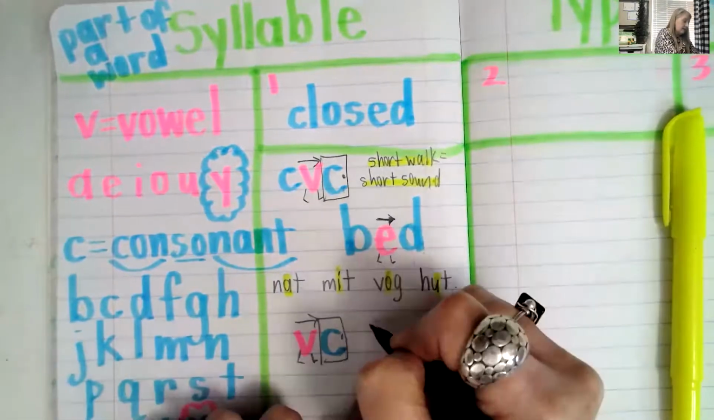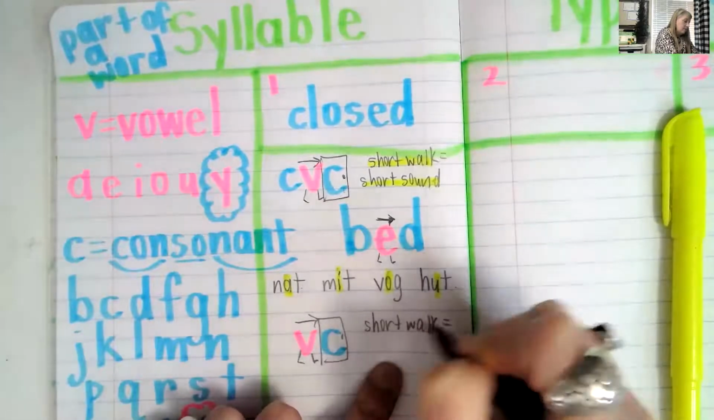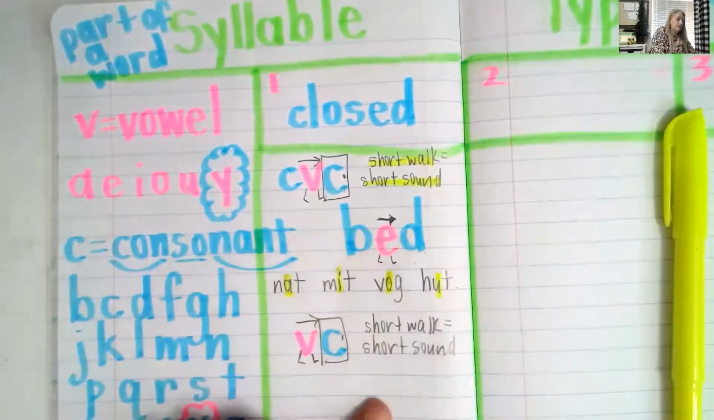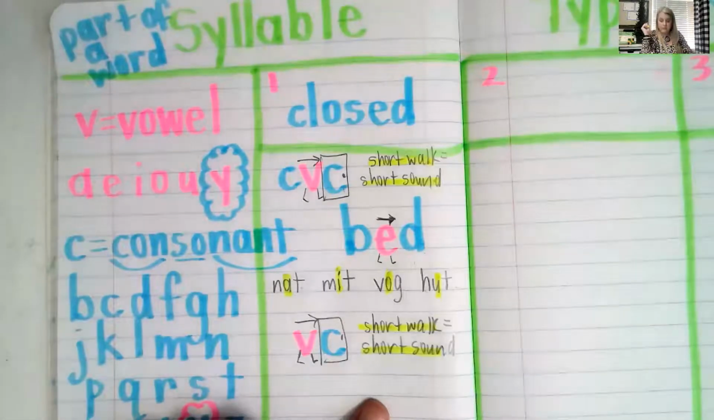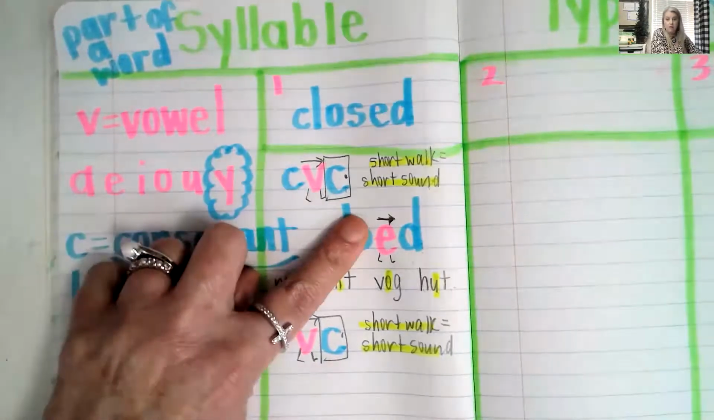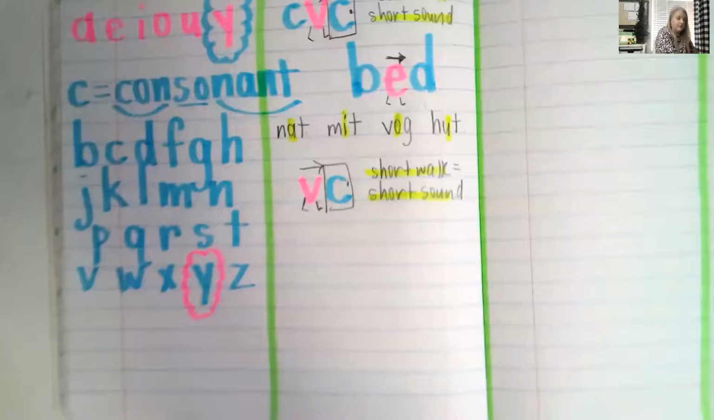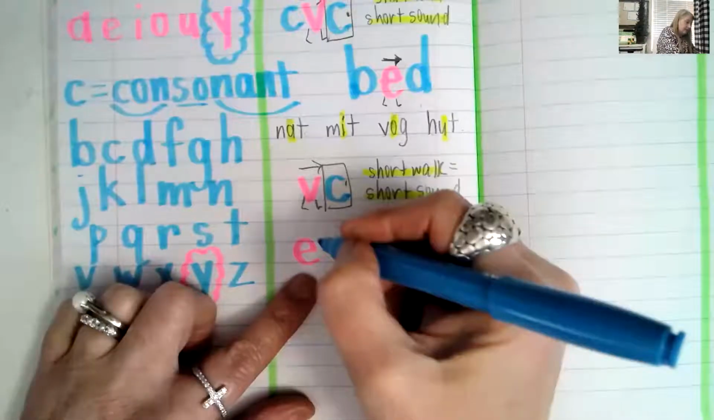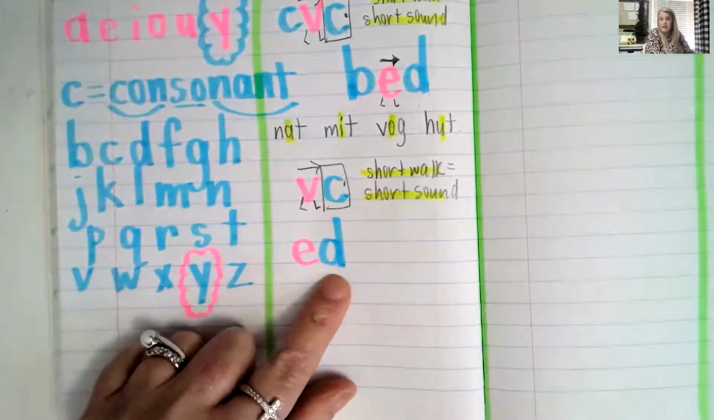So let's write that again. Short walk equals short sound. We are still going to follow that same rule as above. If we were to take that B off so that we have the vowel and the consonant only, that means it's going to be an E with a D. And that would say ed.